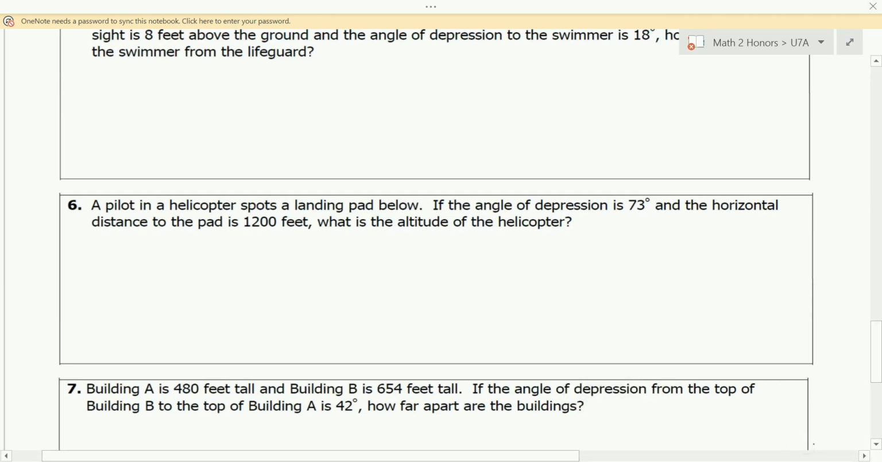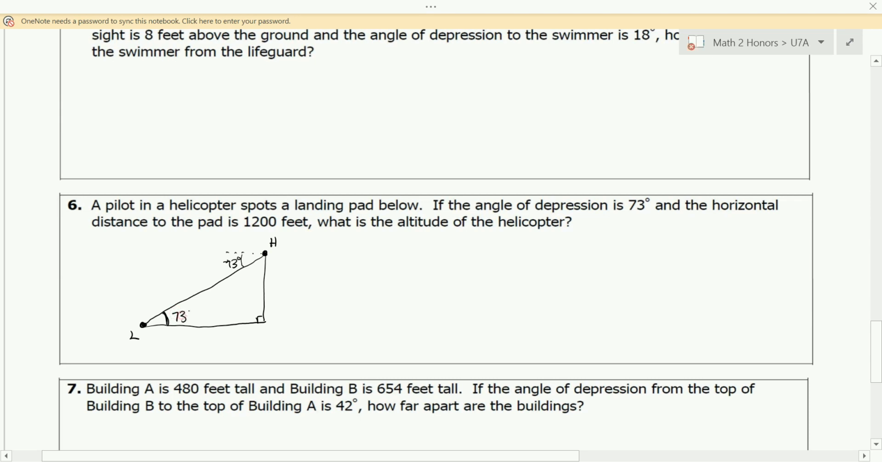All right, so here you have a helicopter flying around, spots this landing pad somewhere below. So we're going to get this right triangle here. I'll put H, here's my helicopter, L for landing pad. And it says the angle of depression is 73, so the angle of depression is really right here, 73 degrees. But that's congruent to the angle of elevation, which is right here inside.